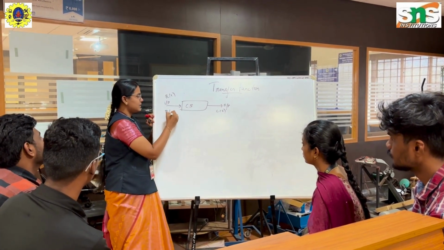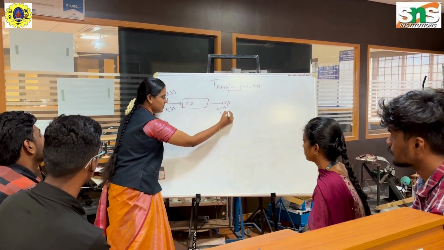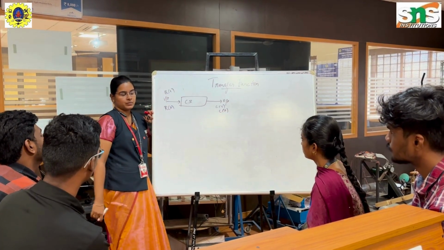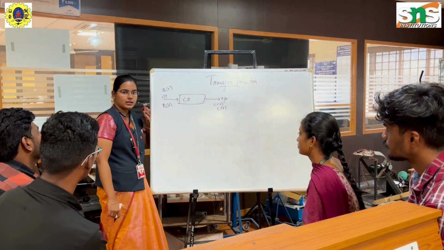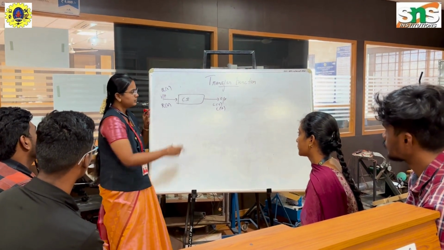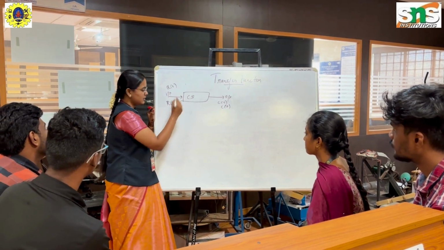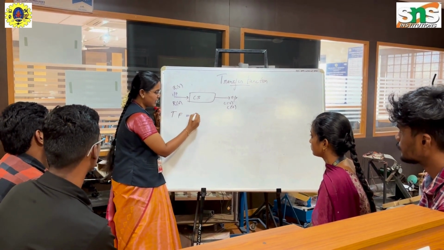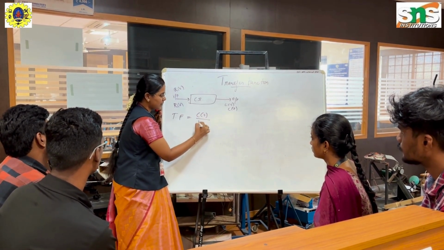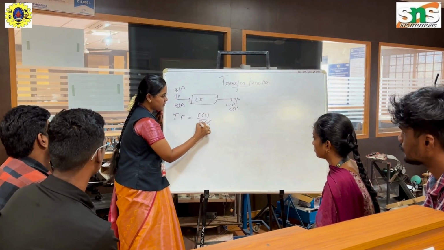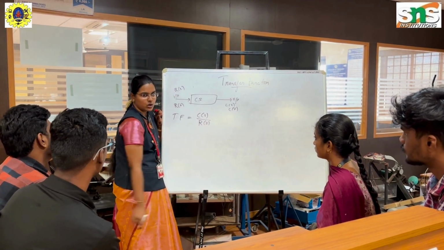Here, S stands for the frequency domain. For example, we can take R of T, C of T, which stands for the time domain. So S stands for frequency domain and T stands for time domain. For a control system, the transfer function can be given as C of S divided by R of S, the relationship of the output with respect to the input.